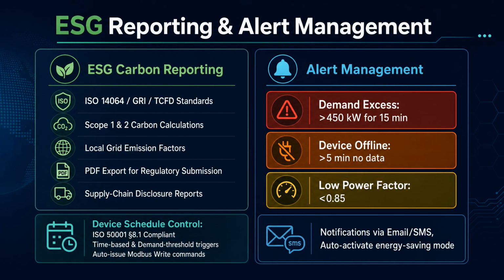The alert management system monitors critical thresholds and notifies you via email or SMS. Alerts are triggered when demand exceeds 450 kilowatts for more than 15 minutes, when a device goes offline for more than 5 minutes, or when the power factor drops below 0.85. The system can also automatically activate energy-saving mode in response to these alerts.